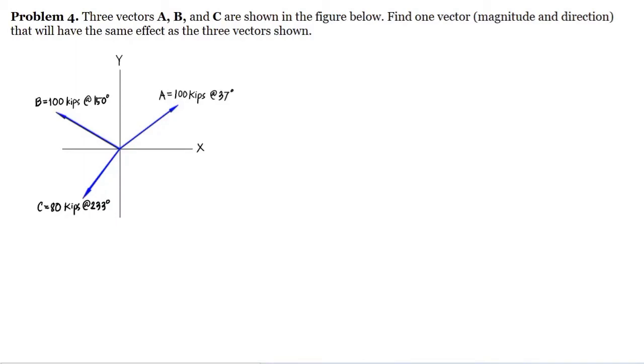Problem number 4. Three vectors A, B, and C are shown in the figure below. Find one vector, the magnitude and direction, that will have the same effect as the three vectors shown. So, ang hinahanap po dito is the resultant vector.